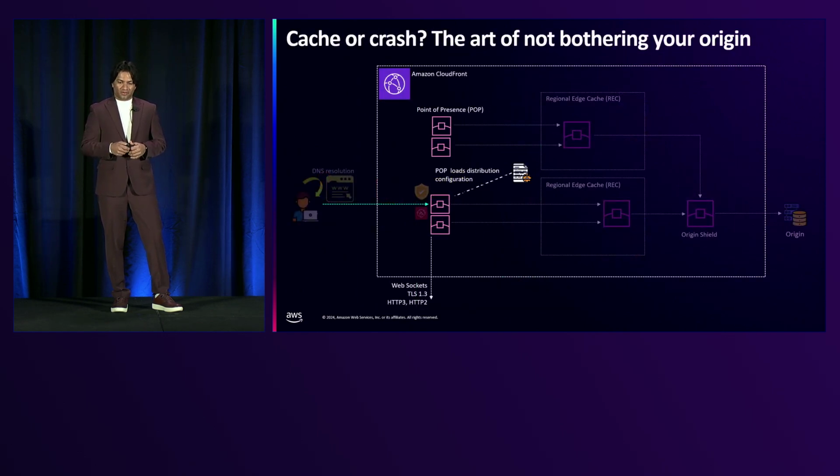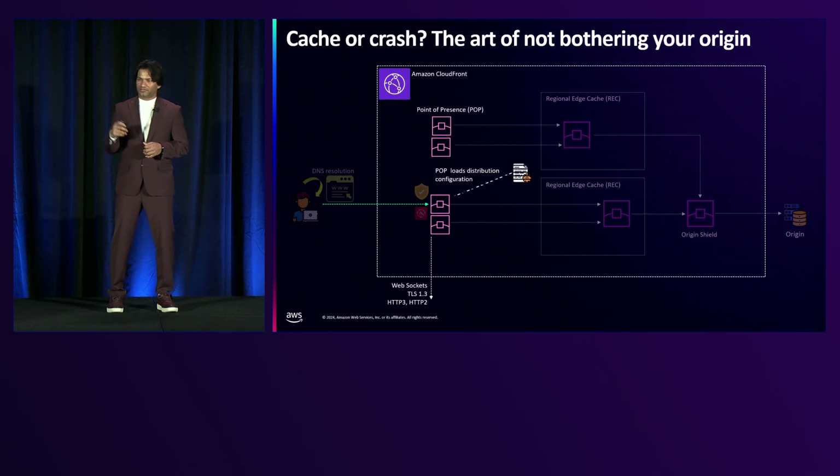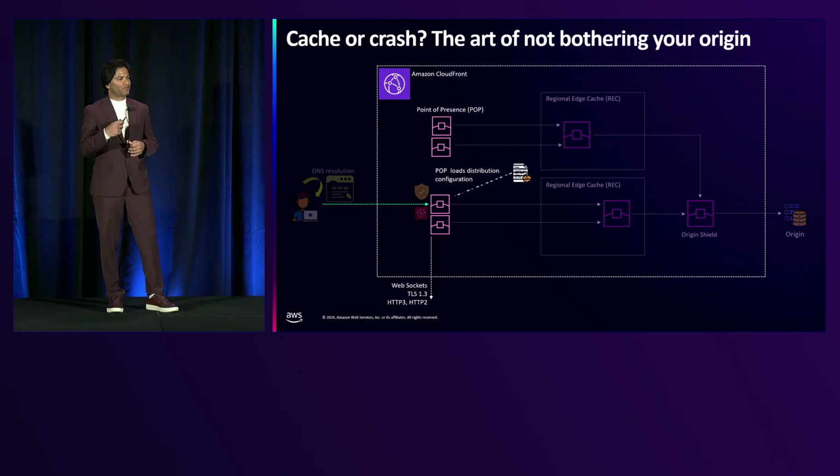So here now, my request is at the edge location. The next question is going to be, what rules do apply to this request? This is where the edge POP will load the distribution config to see what's configured in it. For example, if you have configured your traffic to use TLS 1.3, HTTP/3, or set it up for WebSocket connections, those are applied here as the connections get established at the edge.